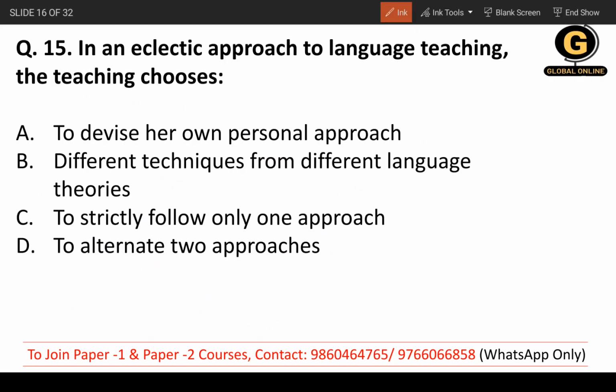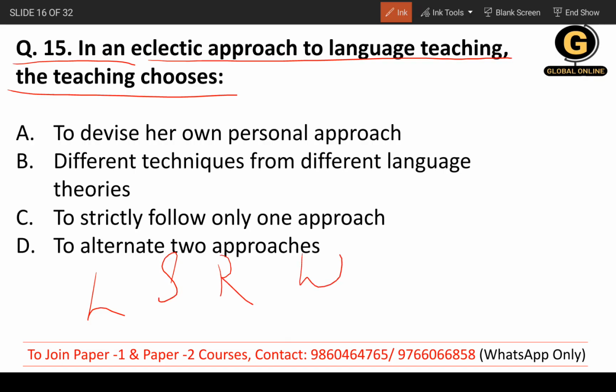Okay, moving on. In an eclectic approach to language teaching, the teacher chooses. So let me tell you about the eclectic approach. The eclectic approach combines listening, speaking, reading, writing, and it includes direct practice. A teacher can choose any way he or she wants. There is no particular rule that you have to choose a particular way. You are free to choose a wide range of methods or resources to teach a particular topic. So that is the eclectic approach to language teaching.